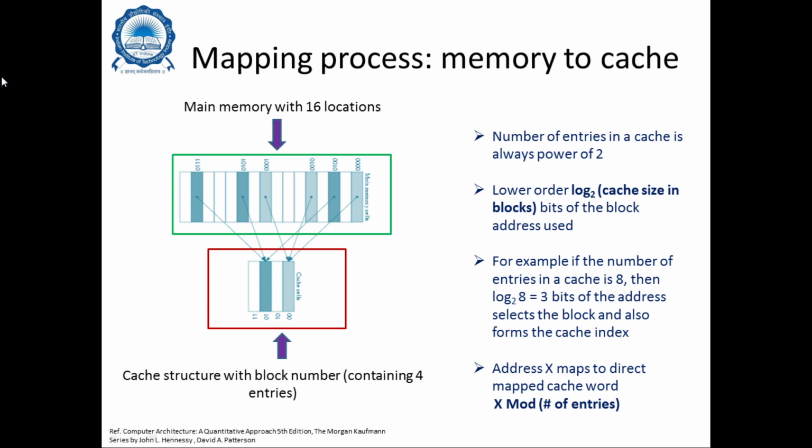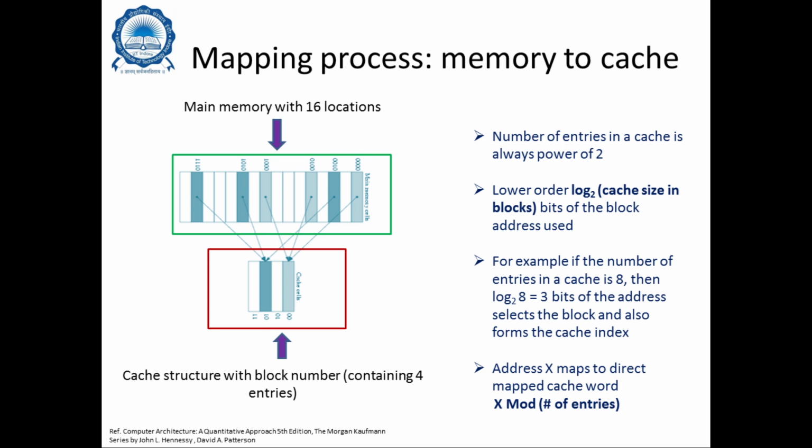So the first location here is mapping to this one, then 0010 is also mapping to the first entry, and again 0001 is also mapping to the first entry, and so on. While the other ones such as 0100, 0101 and 0111 are all mapping to the 01 address of the cache.